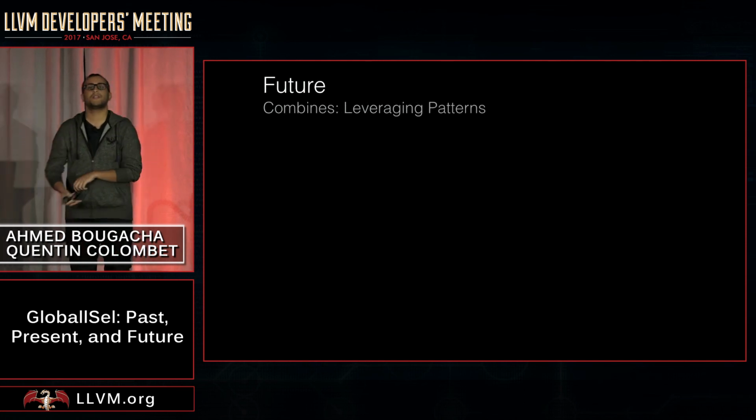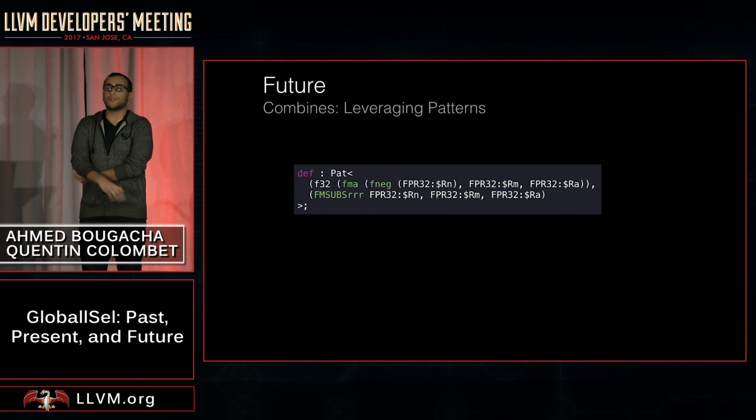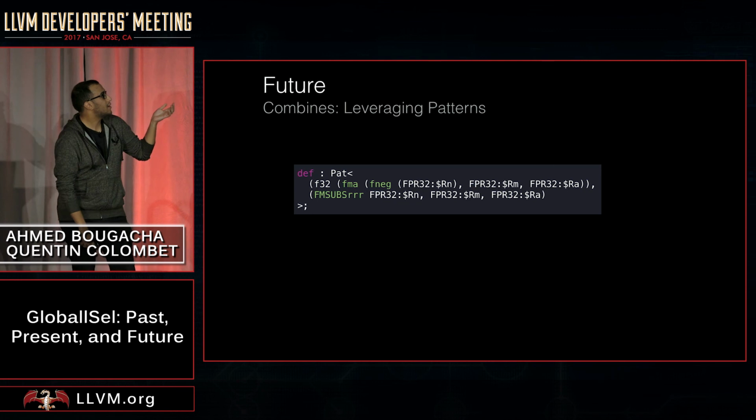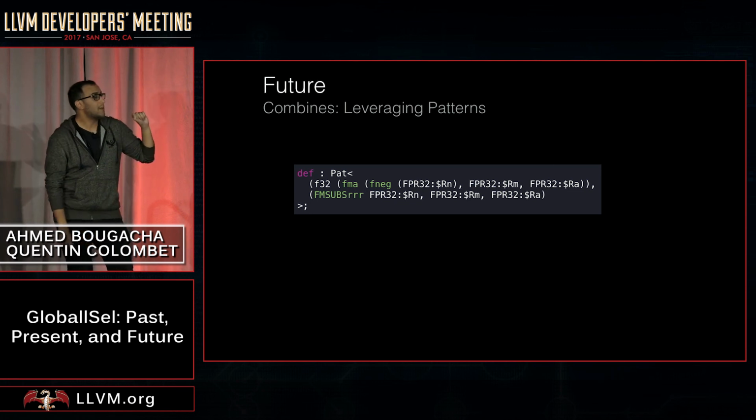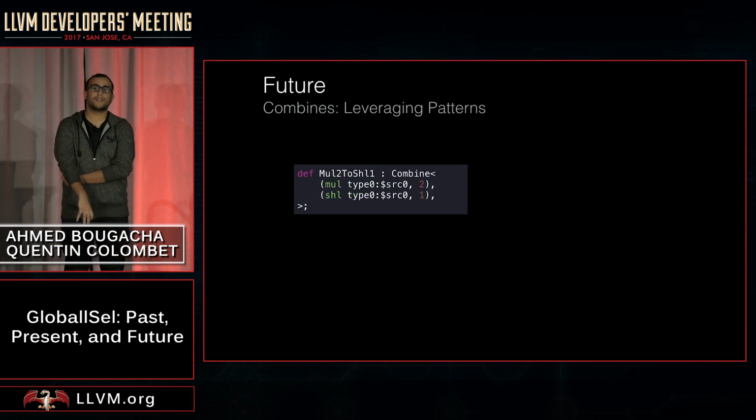And so one thing in particular that we want to call out is combines. If you think about combines, it's really the same as this. This is some ISel pattern from the ARM64 backend for a special kind of FMA. And in both cases, it's really the same. It's just a transformation from one instruction or set of instructions to another.